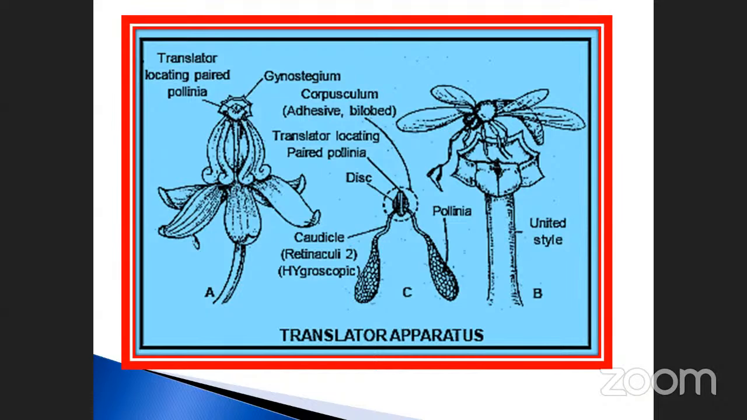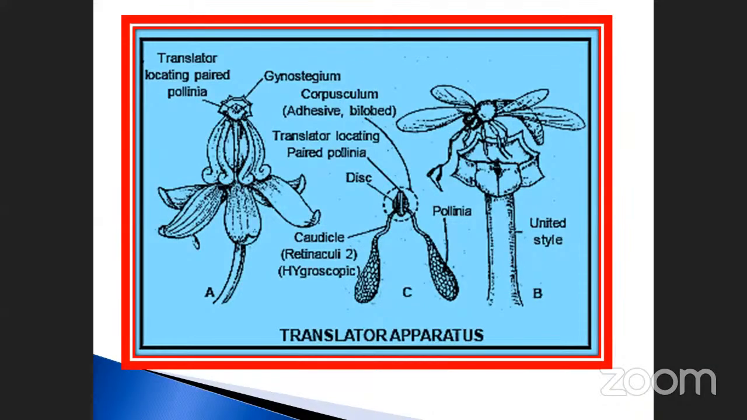The pedicle, and also the retinaculum, which is hygroscopic in nature. You see the united style. All the styles are united and form the structure called the gynostegium. They ask this question so many times. All the united styles are collectively called what? Suppose translator apparatus means what? Pollinia is also called the translator apparatus.